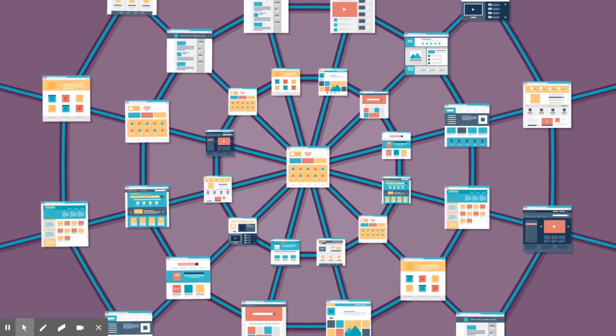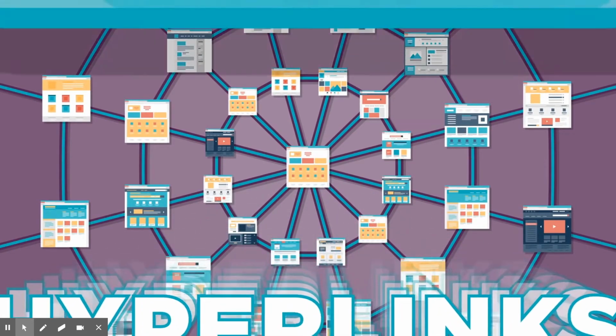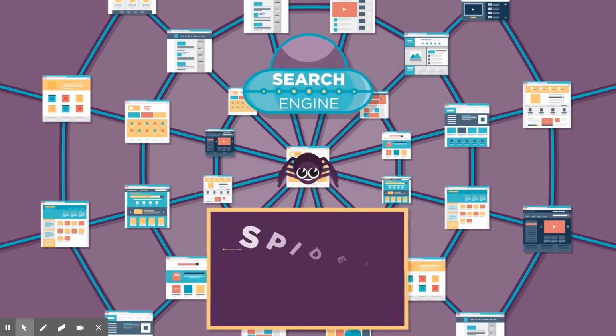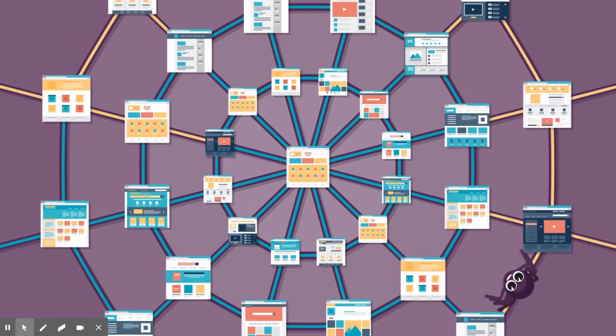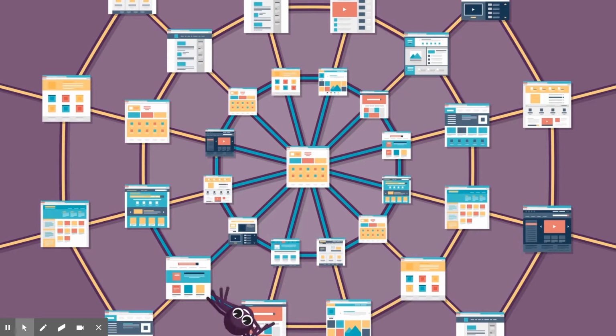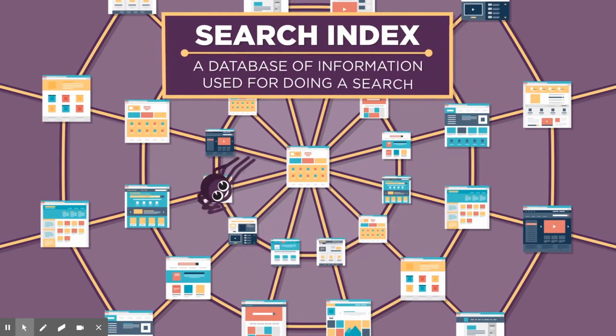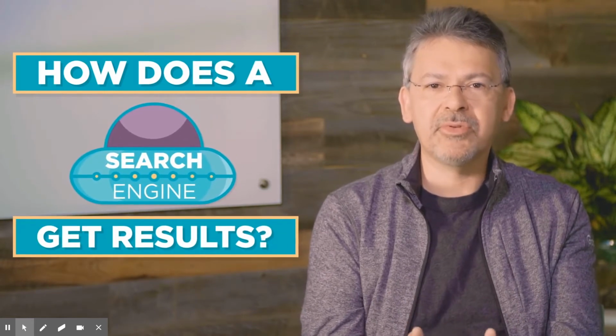Here's how it works. The internet is a web of pages connected to each other by hyperlinks. Search engines are constantly running a program called a spider that crawls through these web pages to collect information about them. Each time it finds a hyperlink, it follows it until it has visited every page it can find on the entire internet. For each page the spider visits, it records any information it might need for a search by adding it to a special database called a search index. Now, let's go back to that search from earlier and see if we can figure out how the search engine came up with the results.